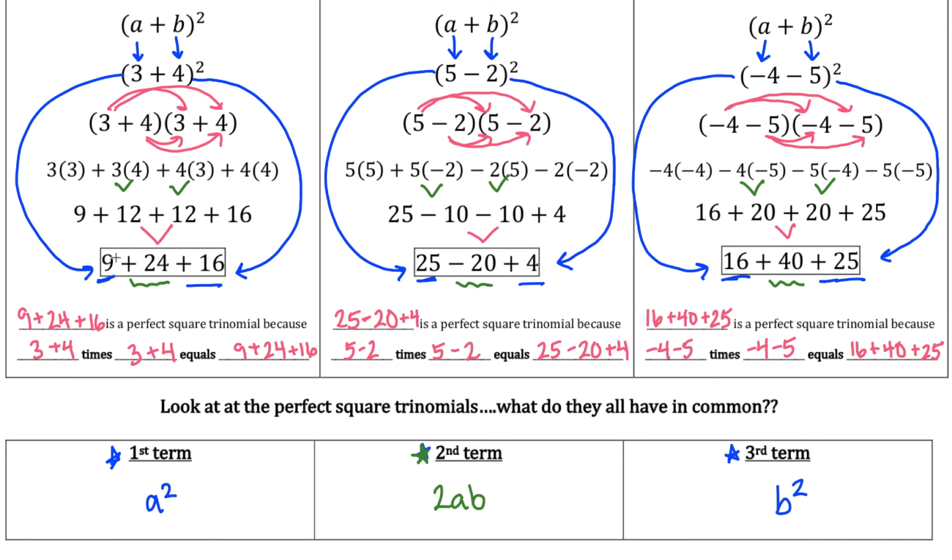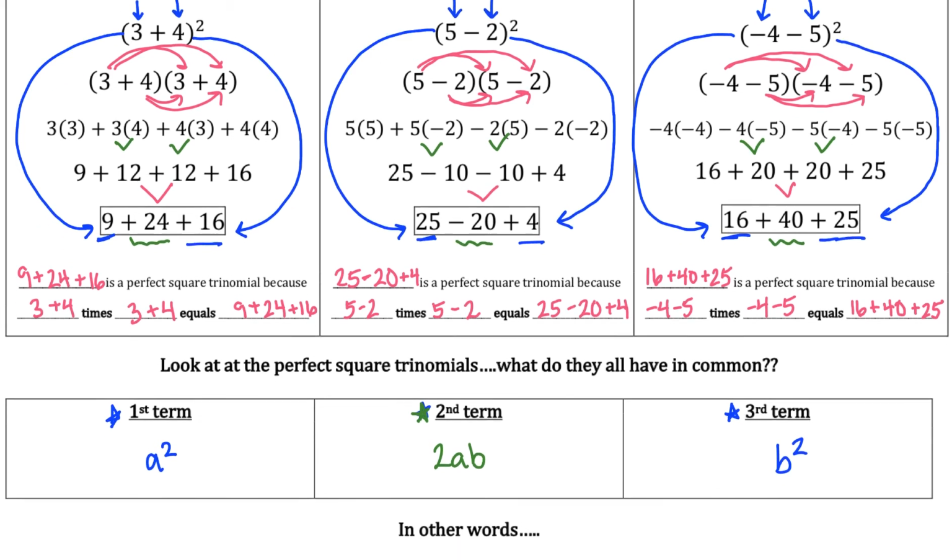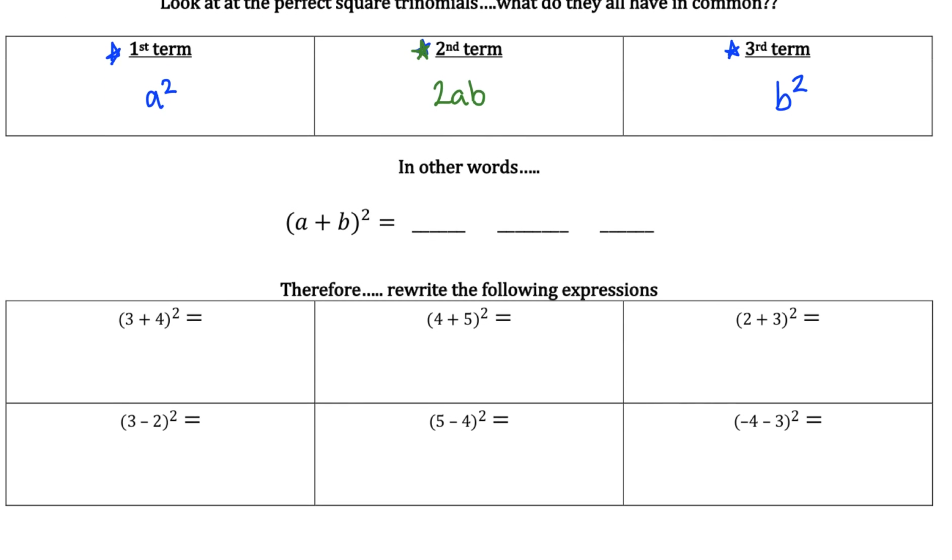So this first number here is 3 times 3, which is 9. This is 4 times 4, which is 16. 3 times 4 is 12, but there's two of them, so we get 24. So 5 times 5 is 25. -2 times -2 is positive 4. 5 times -2 is -10, but there's two of them, so we get -20. So we should be able to do this very quickly.